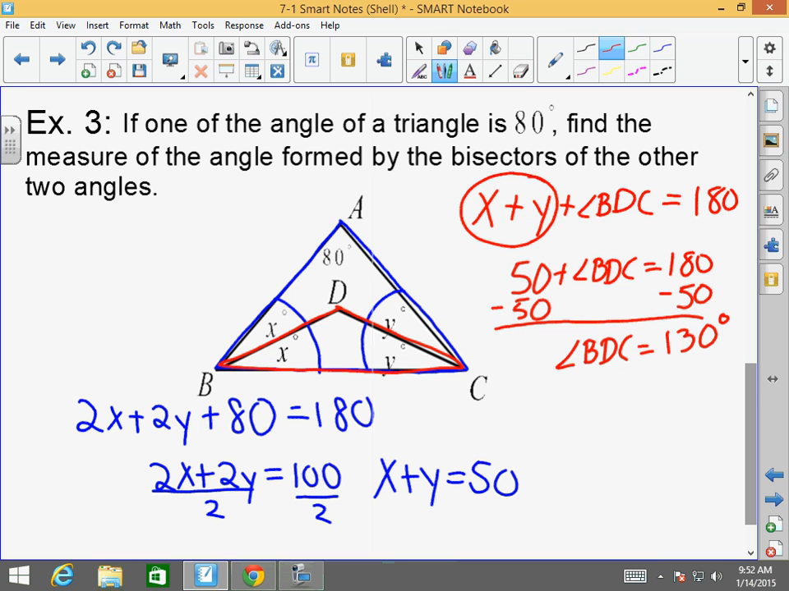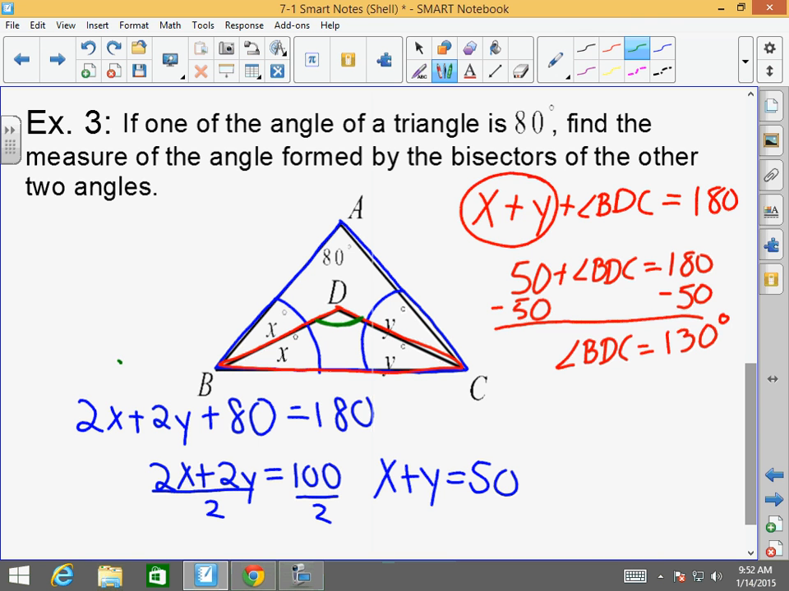That's pretty good, right? Okay, let's first look at the problem here from the beginning. If one of the angles in a triangle is 80, find the measure of the angle formed by the bisectors of the other two angles. First of all, we're not looking for x and y, are we? We're looking for the angle formed by the bisectors. So the angle formed by the bisectors is this angle BDC, correct?